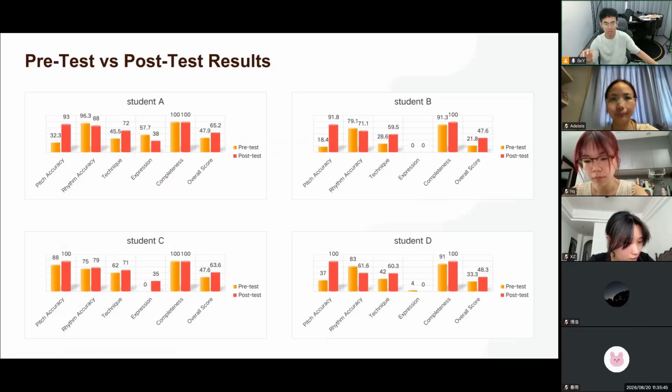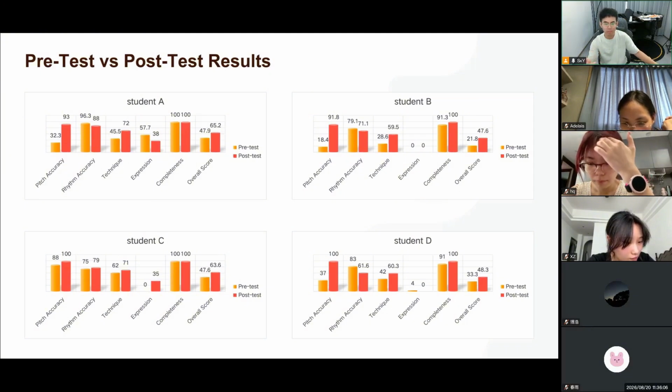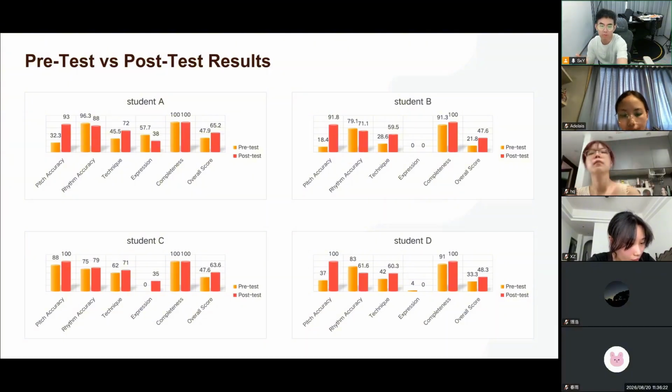To keep the test consistent, the post-test still used Deep Piano for evaluation and selected ABRSM Grade 2 sight reading material. Before the test, students had 90 seconds of preparation time. They needed to use the methods learned in this lesson, such as analyzing the key signature, observing the rhythm, looking for scale, interval, and chord patterns. From the results, we can see that all 4 students improved significantly in the post-test.